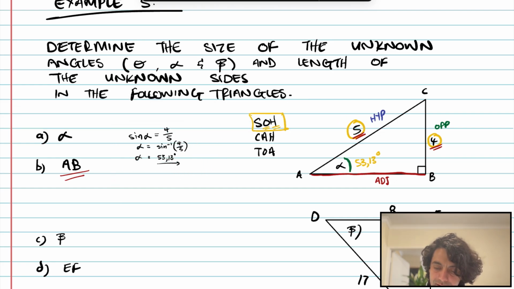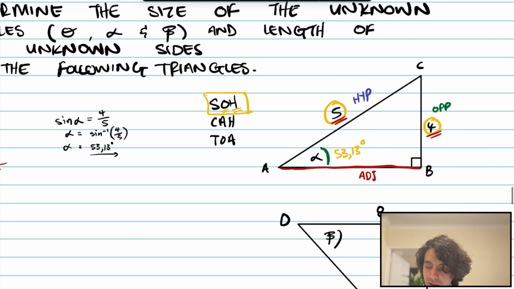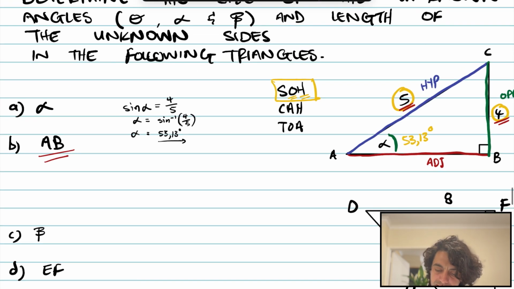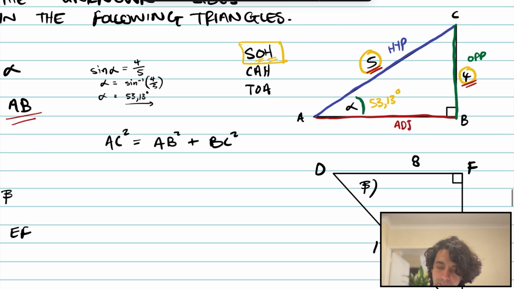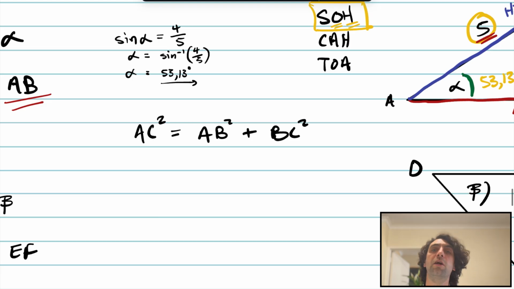Nonetheless, let us now go and calculate AB. So AB is my adjacent, my hypotenuse being my longest side, which I'm just going to highlight in blue over here, and my opposite is this 4 over here. So Pythagoras says that our longest side, which in this case is AC squared, is going to be equal to the sum of the other 2 sides. So I'm going to say AB squared plus BC squared. So there's my Pythagorean equation.